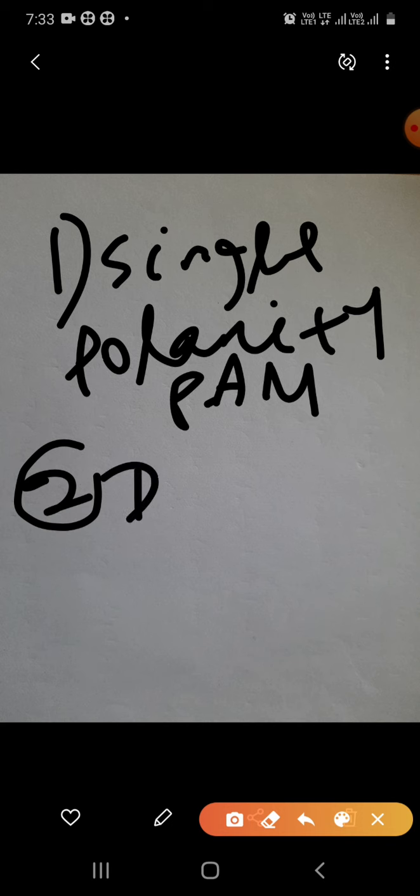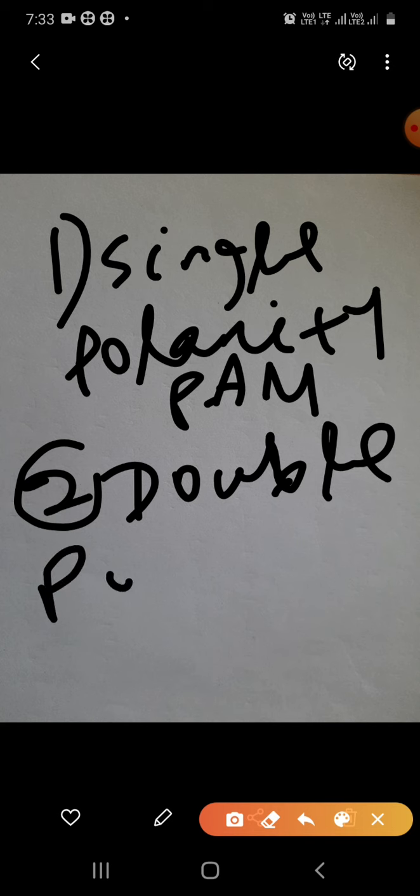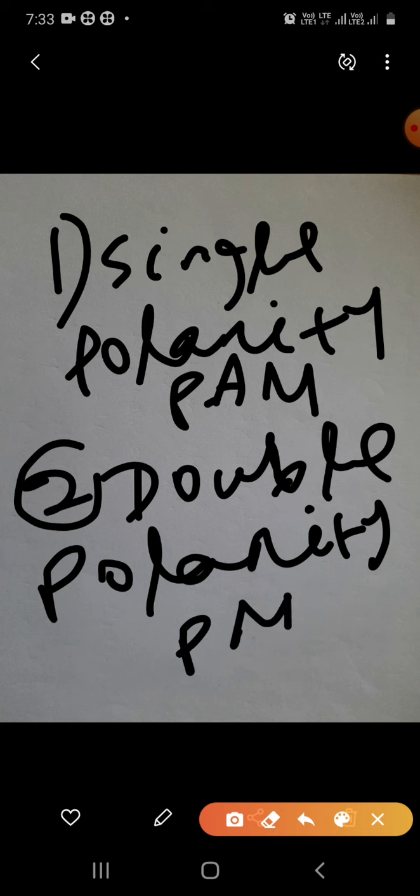Now coming to the types of PAM, pulse amplitude modulation. The first one is single polarity PAM, and the second one is double polarity PAM. These are the types.